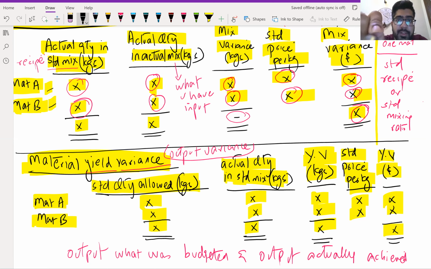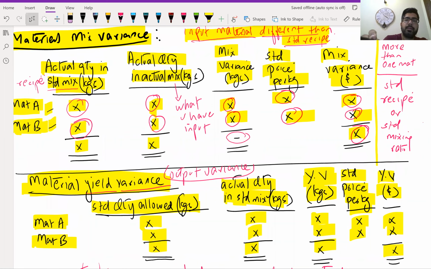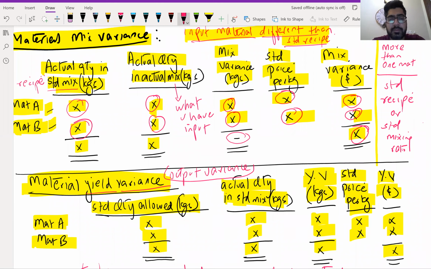Now, will you be able to solve it easily or not? I'm just telling you a trick. Please pay attention to this trick. Obviously, whenever material mix and yield variance are asked, you will make this format. After this format, you have to place the values.